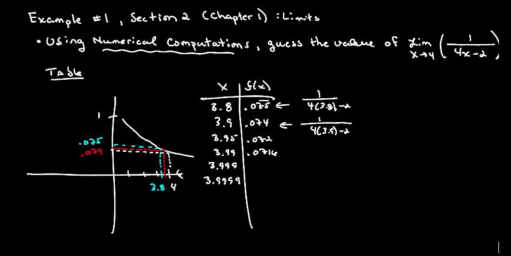So if I put in 3.999, I get 0.0714. And if I put in 3.9999 with 4 nines, I again get 0.07143. This was 0.07145 if you round it. So what we're doing is we're approaching these numbers as we go.